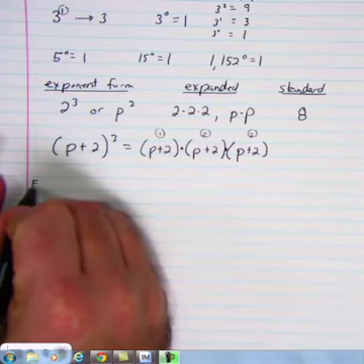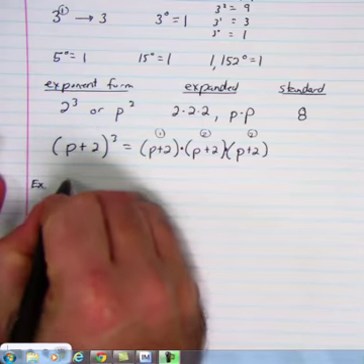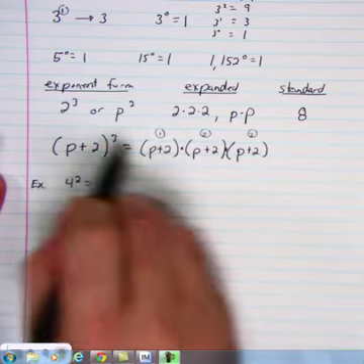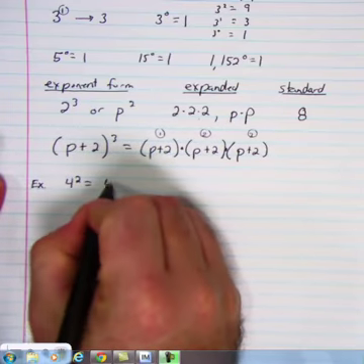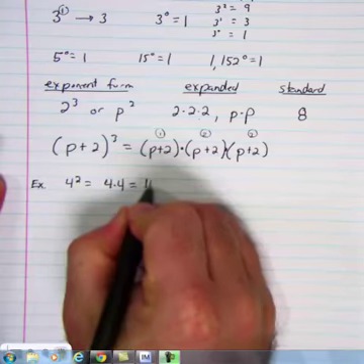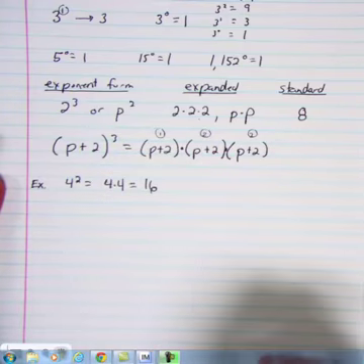Start off real easy. Example 1. Let's do 4 to the 2nd power. We know from the expanded form, 4 to the 2nd power is 4 times 4, which we know is 16. That should be a nice, real simple, easy one.